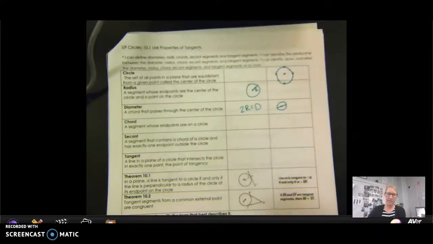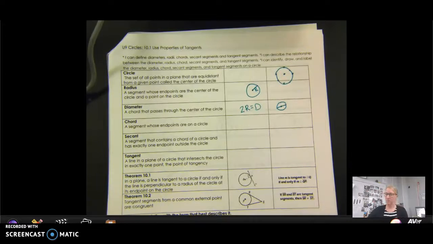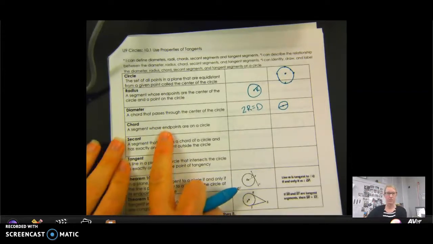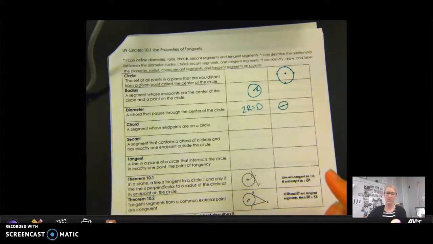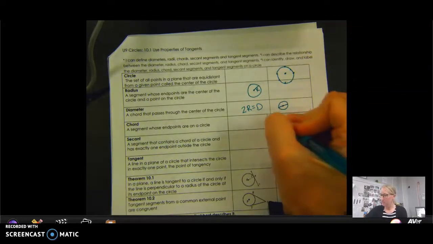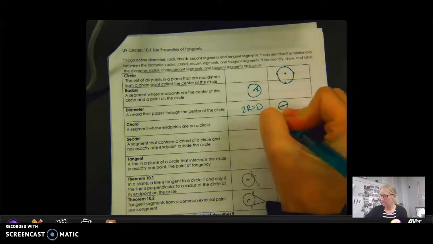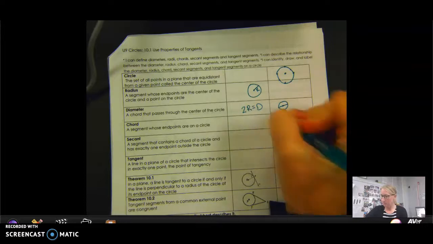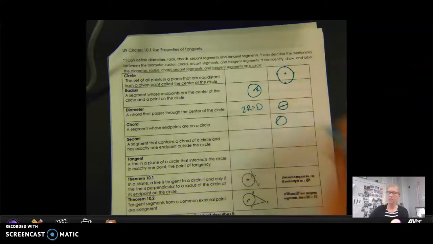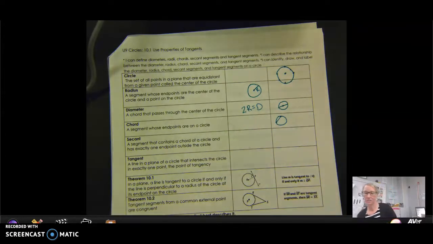Then we have a chord. A chord is a segment whose endpoints are on a circle. So we have this. This would be a chord. Its endpoints are on the circle, but it does not go through the center of the circle, because if it went through the center of the circle, we'd have to call it a diameter. Okay? And then we have a secant.